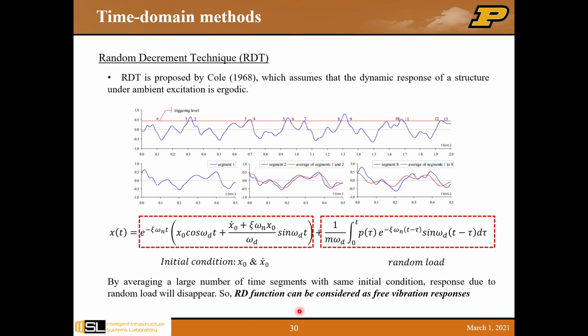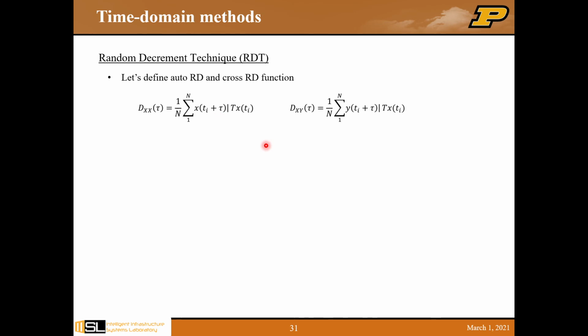And therefore we can treat the random decrement function, which corresponds to the first item here, as the free vibration response. So to utilize the RDT strategy, we need to define the auto random decrement function and the cross random decrement function. The auto random decrement function D_xx(tau) is equal to the average of the summation of the measurement data corresponding to the triggering conditions.